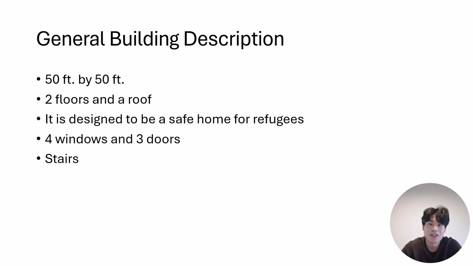And so the first slide describes the general building description. It exceeds the required 2,000 square feet requirement as it is 50 by 50 feet. And it has 2 floors and a roof floor. And so on the Revit software, it shows first floor, second floor plan, and then roof floor. And then I designed it to be like a safe home for refugees. And overall, it has 4 windows and 3 doors and a staircase that leads to the second floor.